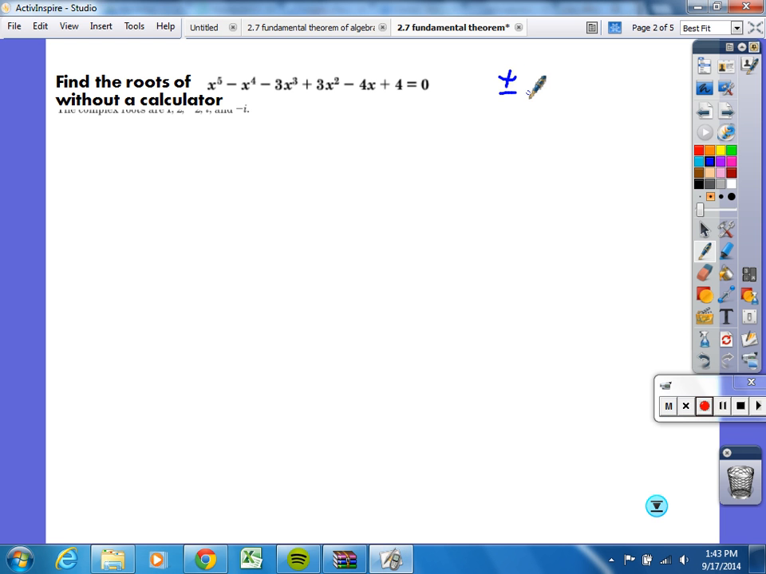Plus or minus 1, 2, 4, and we're dividing by 1, so happy day, this is really nice, right? Is everybody there with me? Okay, I'm going to do Descartes' rule of signs. How many sign changes do I have with my coefficients? I have 1, 2, 3, 4. So I have 4, 2, or 0 positive zeros.